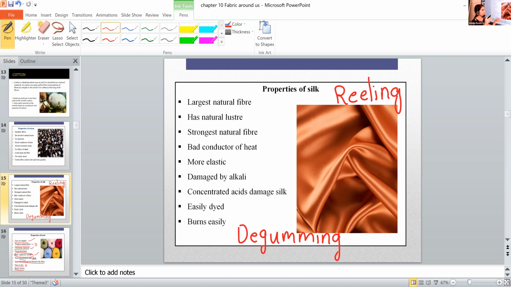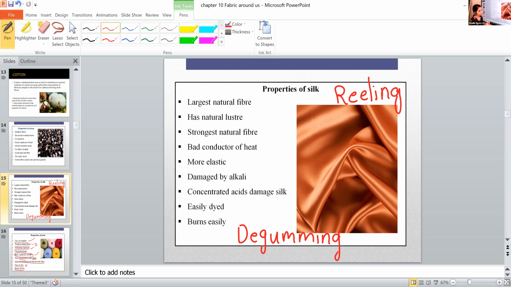The fibers from the cocoon are straightened. That process is called reeling.